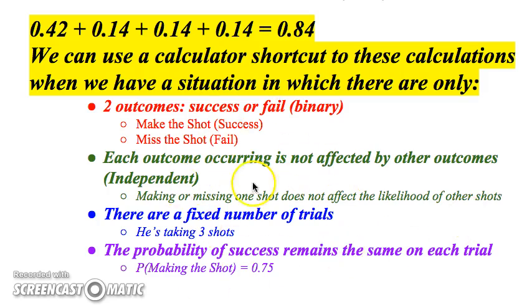And that's where we have to check the conditions. He either makes the shot or misses it. That's the success and fail. Each outcome, taking 1 shot, is independent of the previous, so making or missing one doesn't affect another. N equals 3 here, and our probability of success is 0.75.